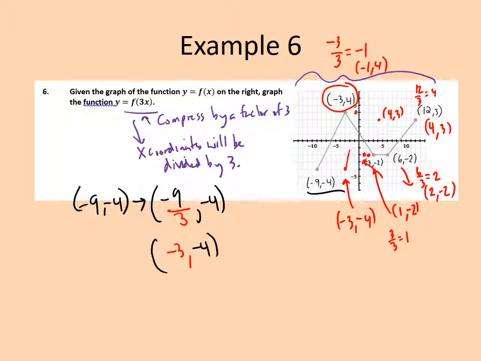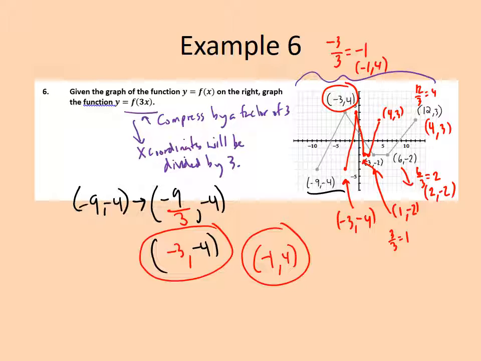When you connect the dots, you can see that the whole function has been compressed by 3. It's all squished horizontally by a factor of 3. So our new coordinates are, we'll write them all out, -3, -4, -1, 4, 1, -2, 2, -2, and 4, 3.